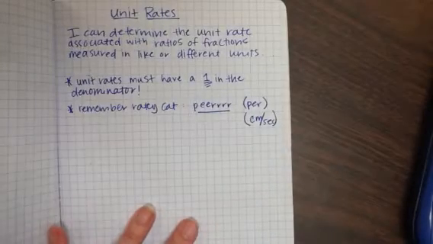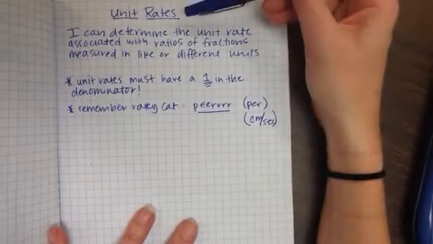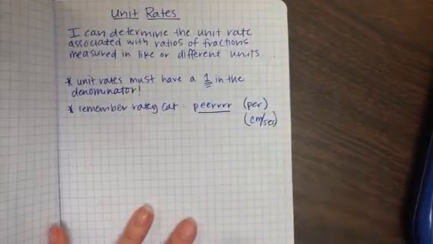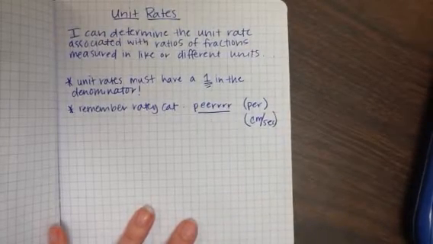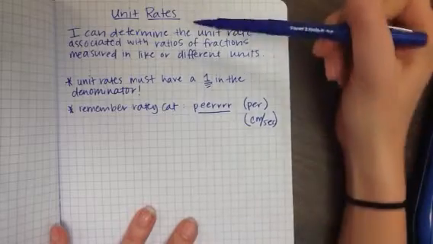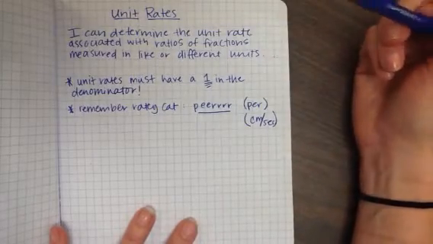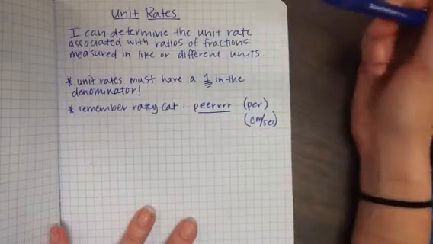Okay, so this lesson is all about unit rates. The learning target: I can determine the unit rate associated with ratios of fractions measured in like or different units. So it actually could be ratios or rates. So we're determining unit rate based on that.